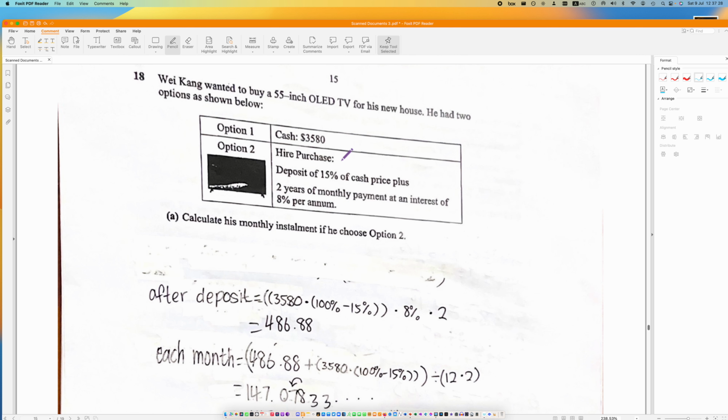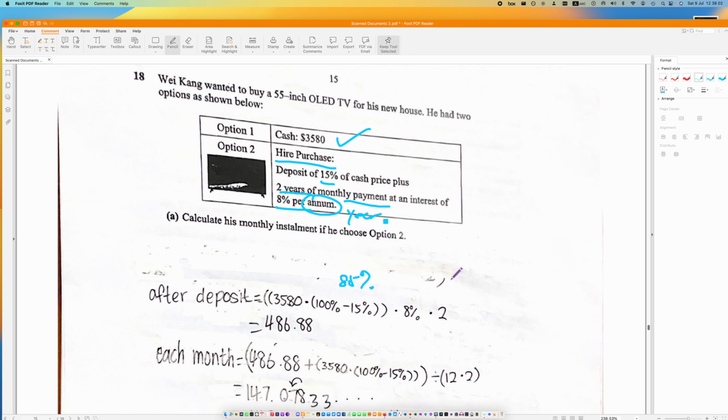Okay, so either you just pay the cash 3580 upfront, like one shot, or hire purchase. Hire purchase means you put a deposit of 15%. So you put a deposit of 15%, that means you have the 85% not paid. So if the 85% is not paid, whatever is not paid, you need to pay 8% per annum for 2 years of monthly payment. So that annual is per year.